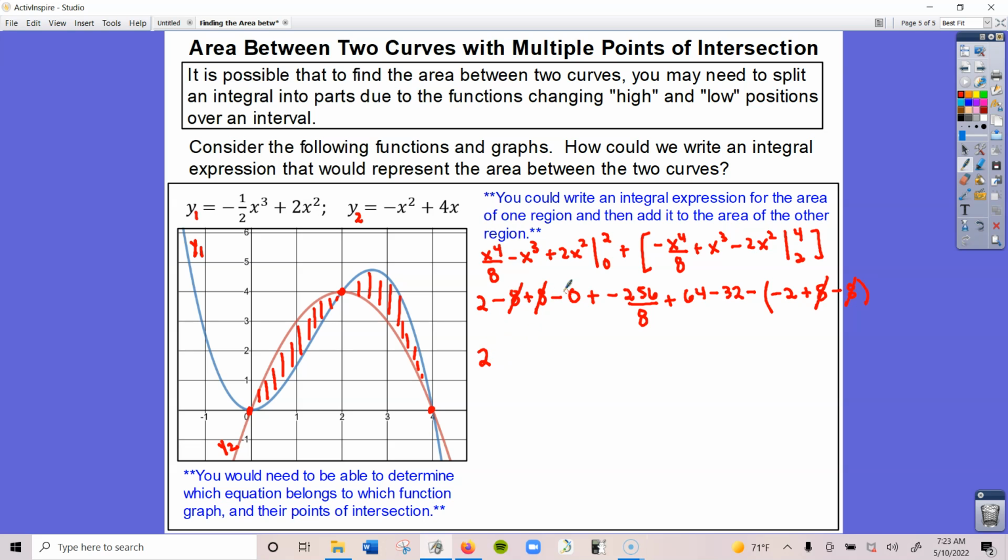We have 2, and then here this negative 256 divided by 8 is negative 32 plus 64 minus 32, and then here if we distribute this negative, this would be plus 2. Now negative 32 plus 64 minus 32, all of this cancels out because negative 32 with negative 32 is negative 64, which will cancel out with the positive 64. So then we're left with 2 plus 2, which is our final answer of 4. And that's how you find the area between two curves.